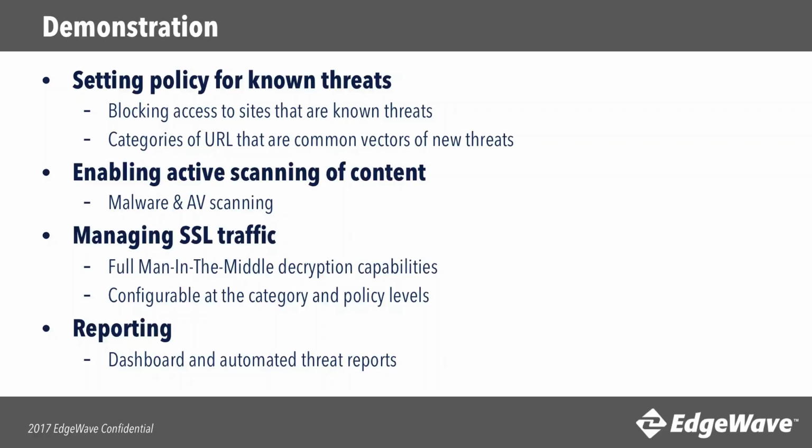So we want to take a look at the known threats. We want to take a look at the unknown and active scanning. We want to take the categories of URLs that are common vectors of new threats, such as those anonymizers. We want to manage the SSL traffic so we can have that visibility and treat it basically the same as standard HTTP traffic. And then also take a quick look at the reporting dashboard and some reports you can generate and run to get a view of what's going on in the network when it comes to a threat instance. So let's jump into a demo here.